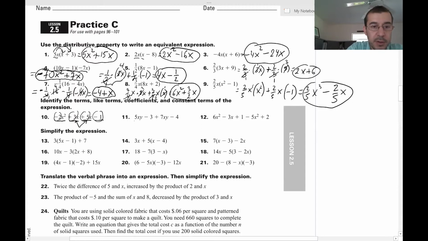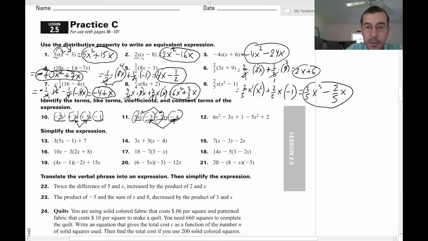Number 11, the terms are 5xy minus 3 plus 7xy minus 4. The like terms are minus 3 and minus 4, because those terms you can add up, as well as 5xy and 7xy, because you can add up those. Coefficients 5 and plus 7. Okay, the numbers before the variable part of the term. And constant terms are minus 3 and minus 4.